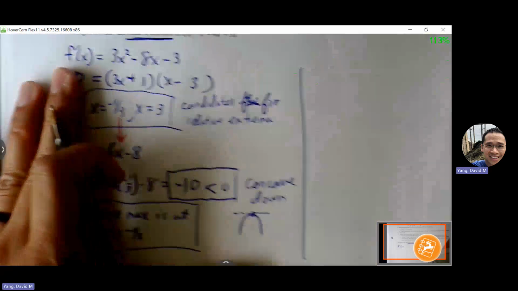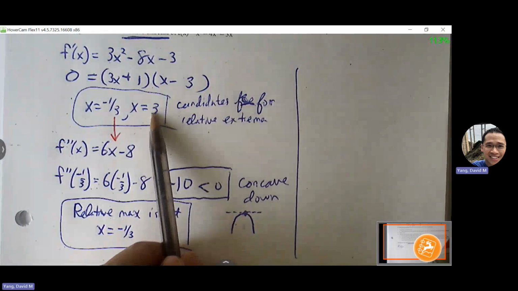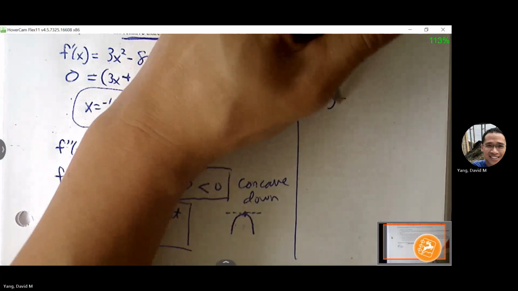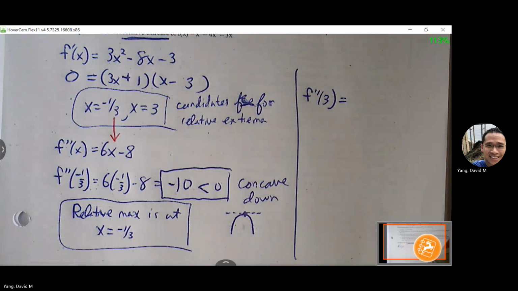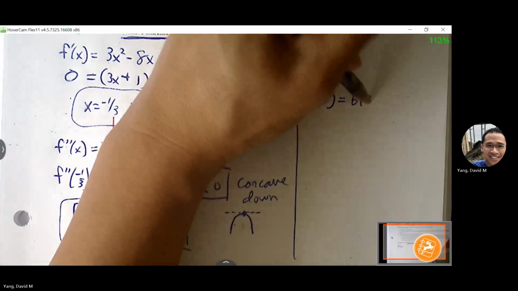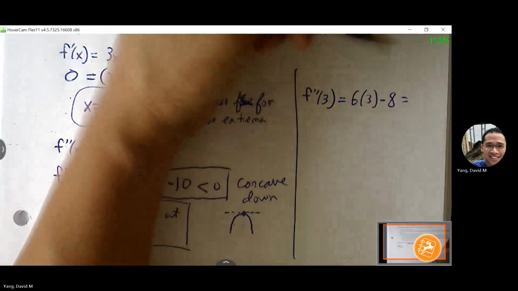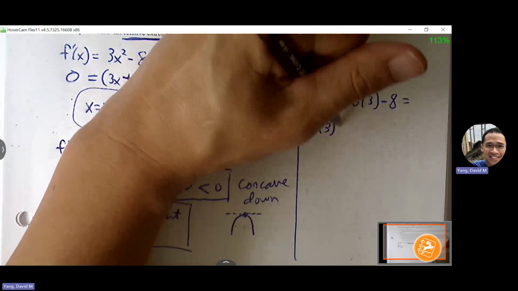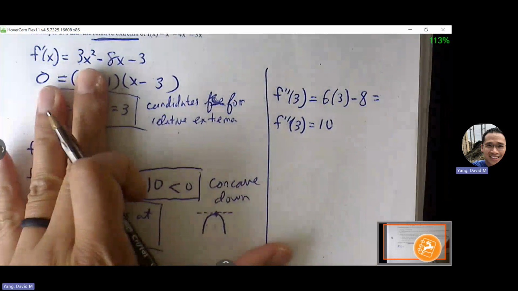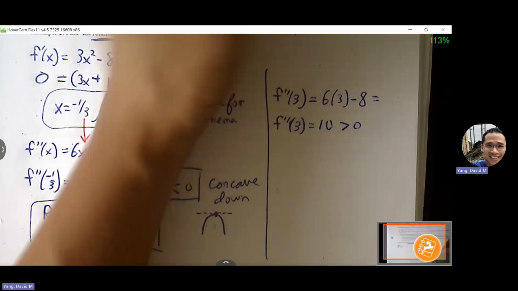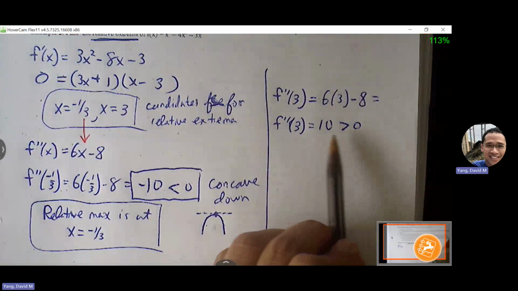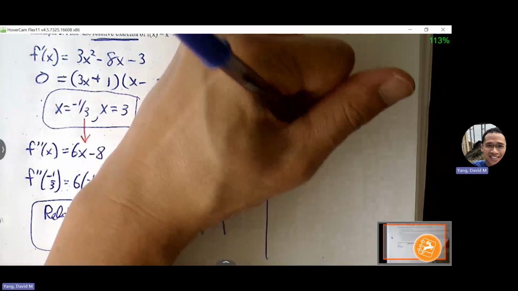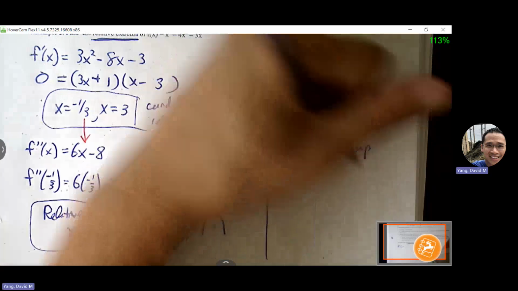Okay, so now let's look at the other candidate, which is 3. Let's insert 3 into the second derivative function. This time, what do I get? This time I get 10. But the number is not that important. It's the fact that it's positive. Okay, so positive second derivative value means my graph is concave up.